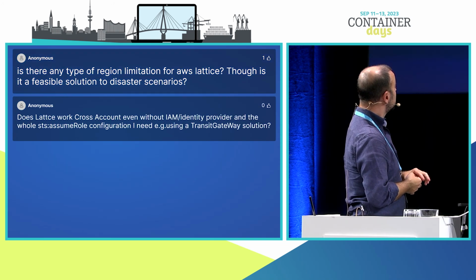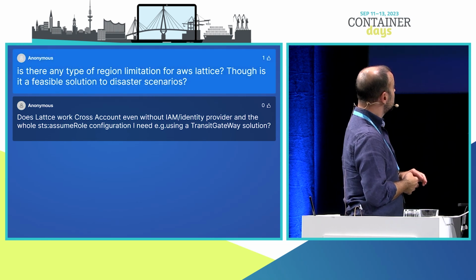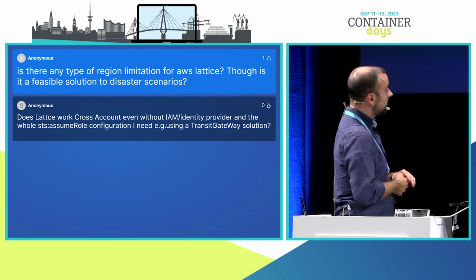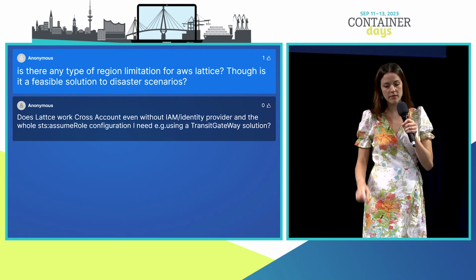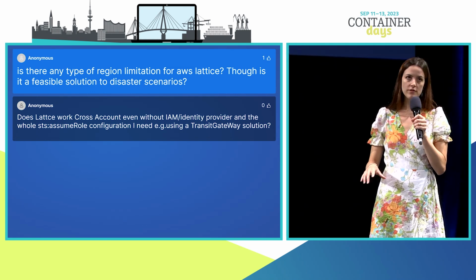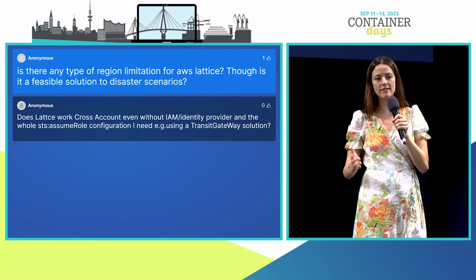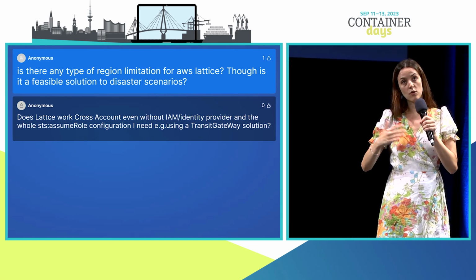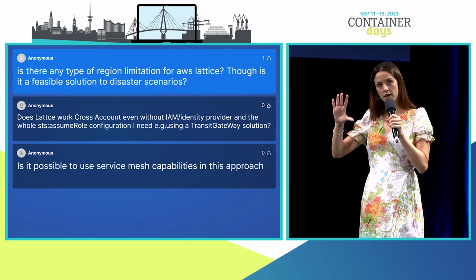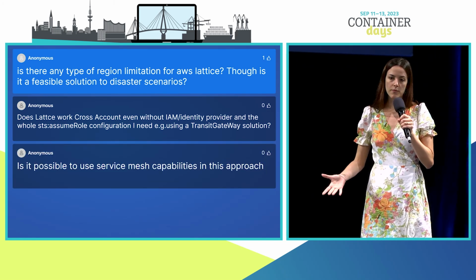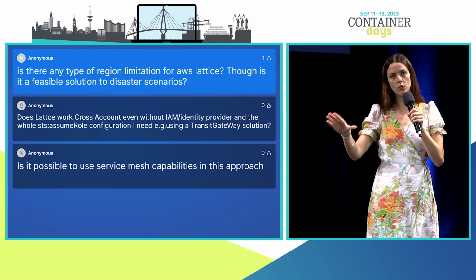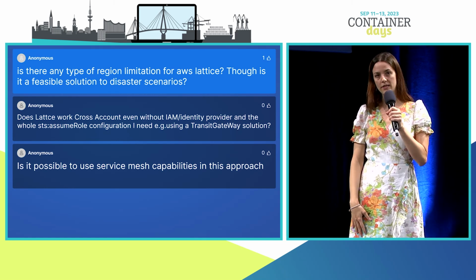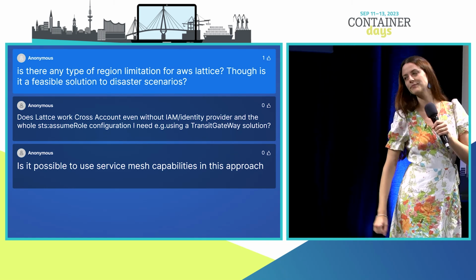Is there any type of region limitation for VPC Lattice? And is it a feasible solution for disaster recovery scenarios? Yeah, I'll take this one. VPC Lattice is a regional service, so it operates in the region. Although we do have AWS solutions that can implement this kind of cross-region connectivity across different VPC Lattice service networks. So not out of the box, with zero things that you need to configure, but it can be used to have this kind of cross-region implementation as well. Not out of the box, though.